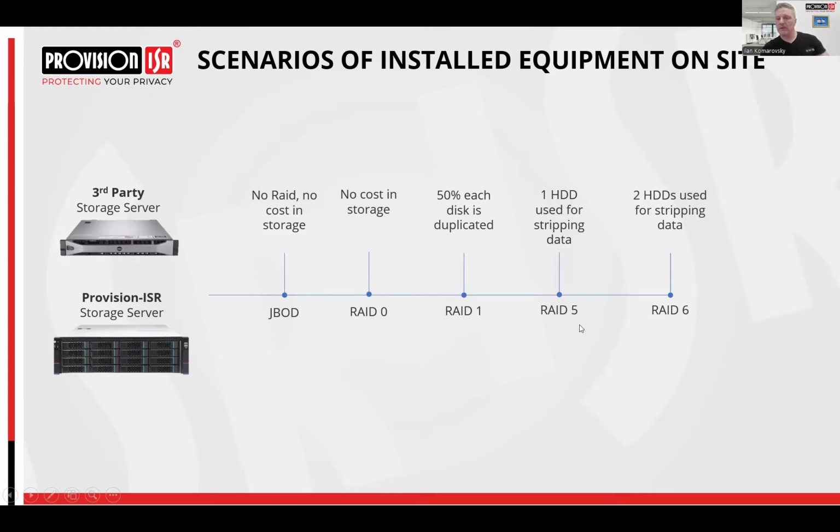Now, there is a RAID 5 that is going to cost you one hard drive, and RAID 6, which is going to cost you two hard drives that are going to be used only for this kind of securing your data.